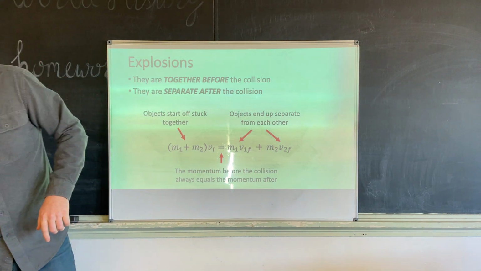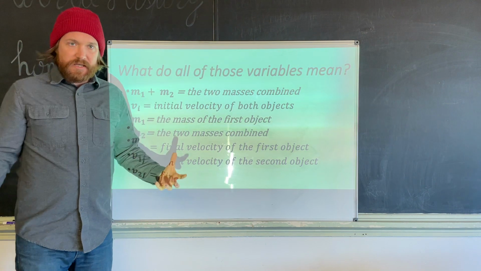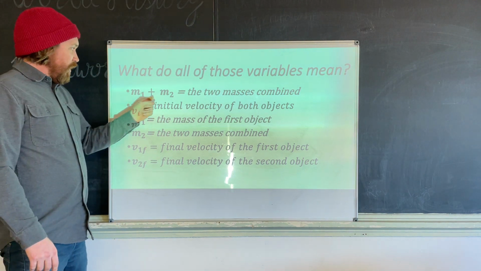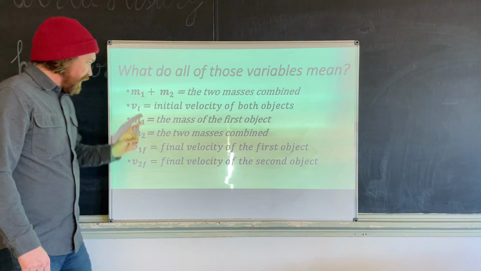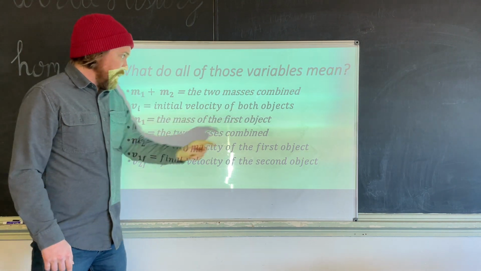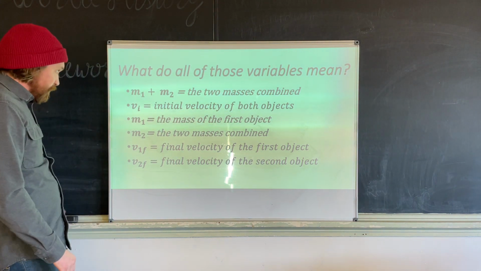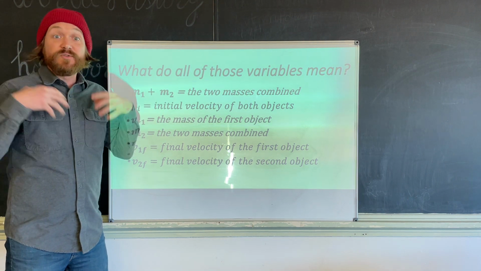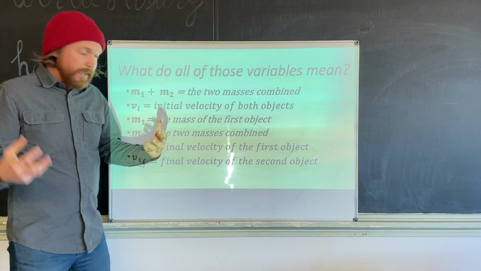All right, here are what all the variables mean. If you did not follow there, I always included M1 plus M2, the two masses combined. V1 is the initial velocity of, oh no, I put both objects. Oh yeah, both objects, sorry. That is correct. Both objects are stuck together, so they have the same velocity, right?